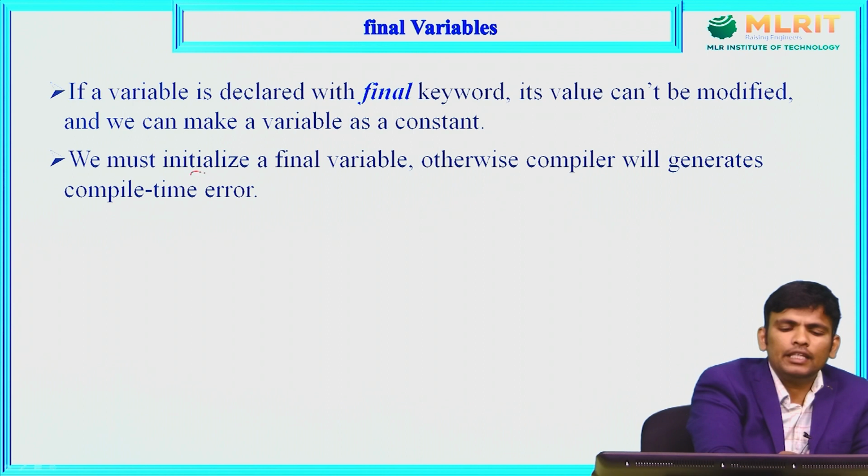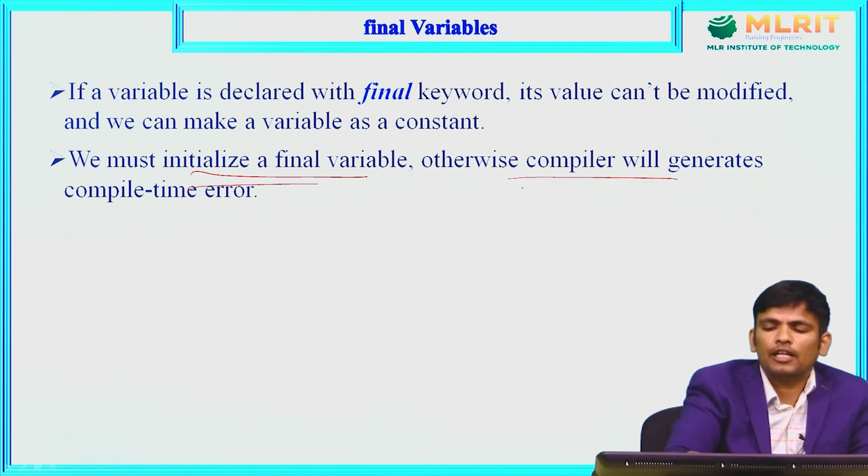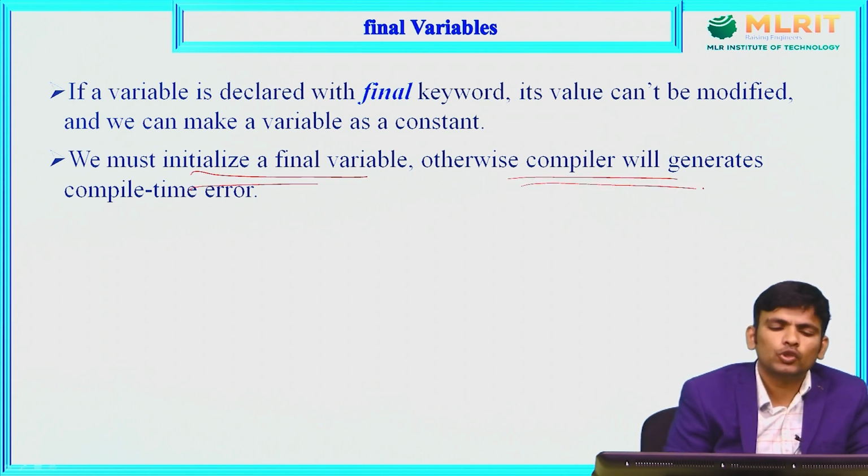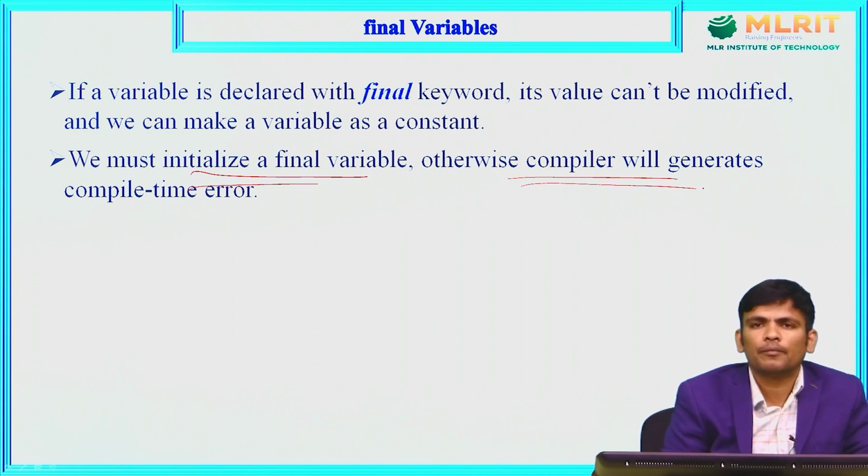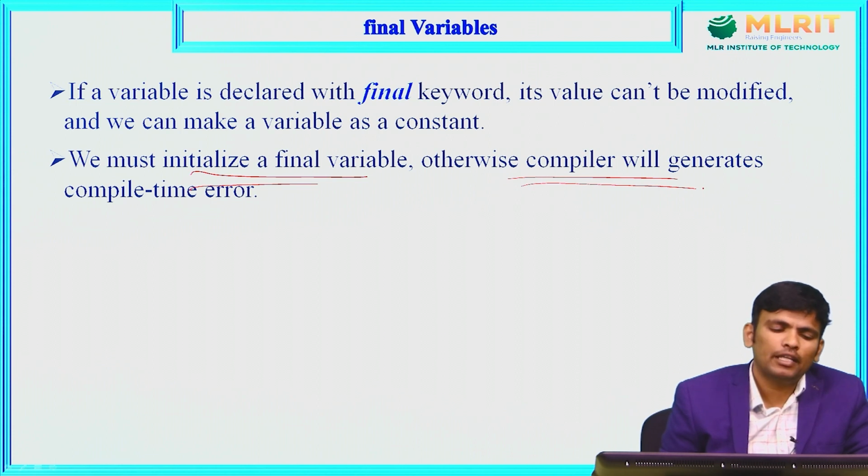We must initialize the final variables, otherwise the compiler will generate a compile time error. In general, for instance variables and static variables, initialization is optional. But if you are using the final keyword, then initialization is mandatory. In various ways we can initialize the final variables. If you do not initialize them, it will throw a compile time error, even for final instance variables and final static variables.